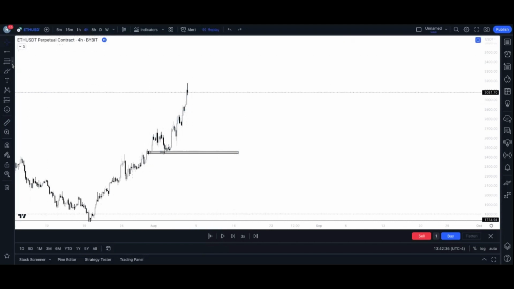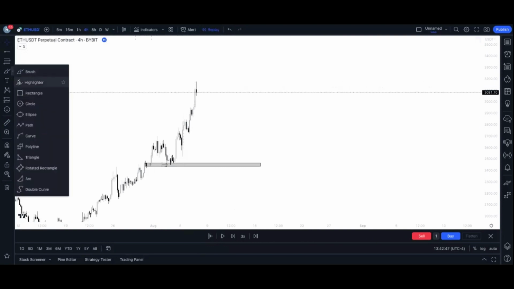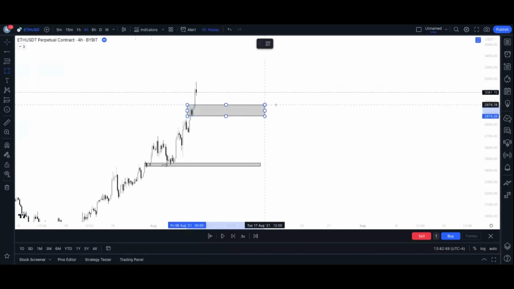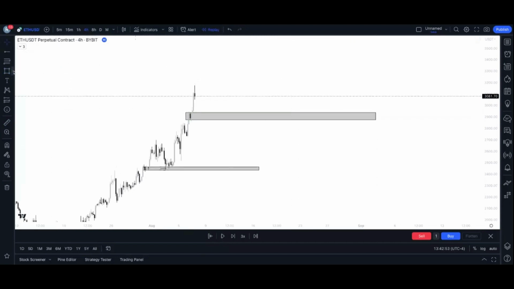People willing to purchase the pullback right here, thus impulsing the price up. And now, where are you looking to bid? You're looking to bid right into this demand zone right here. So you're going to pull out your rectangle, just like we did before, and we're going to lay our bids within this box. This is our level of interest.